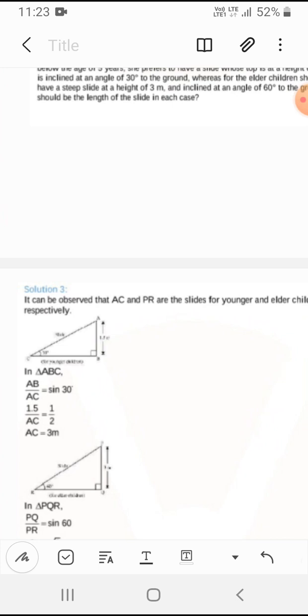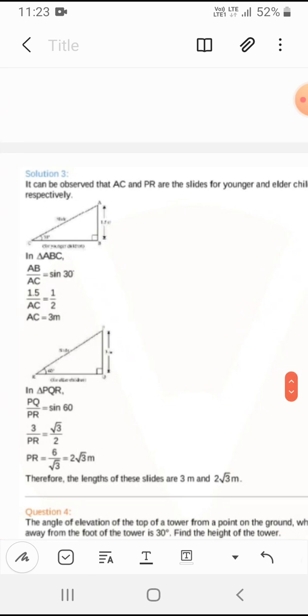So let's take AB by AC is equal to sine 30, sine 30 degree. So 1.5 by AC is equal to 1 by 2. So AC is equal to 3 meter. We will get the answer. Next, let's take for elder children.